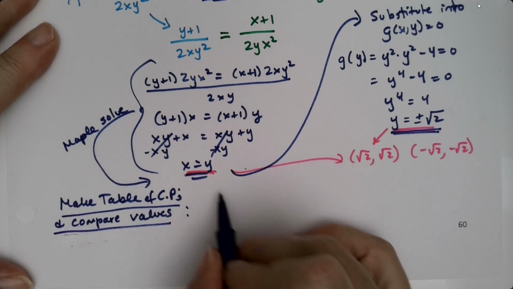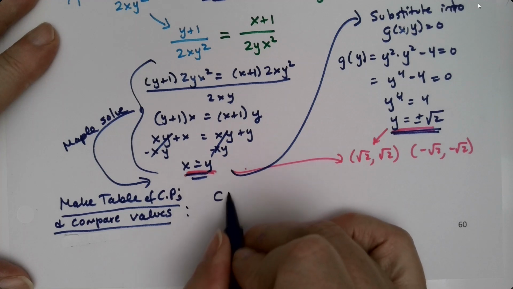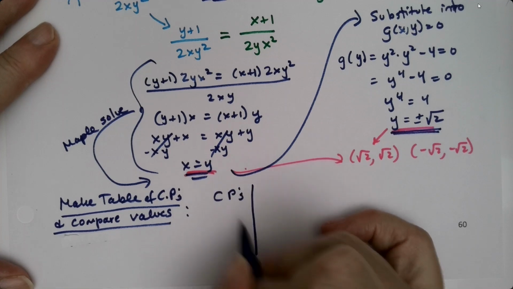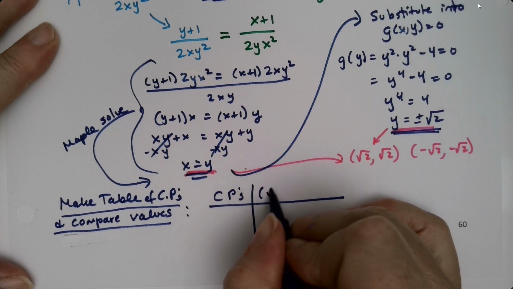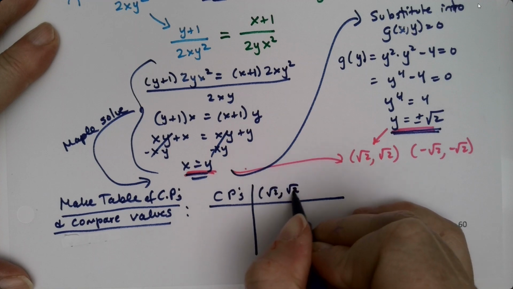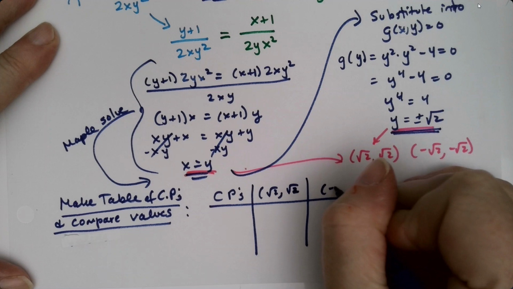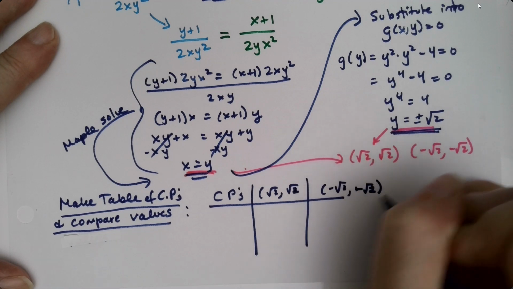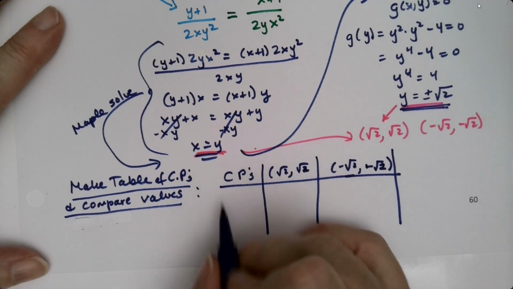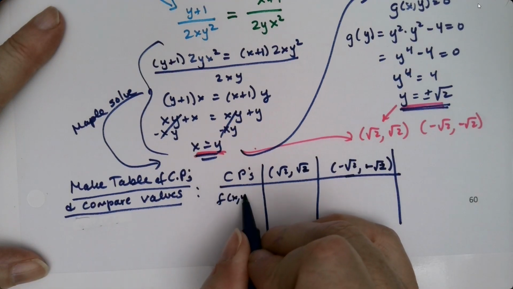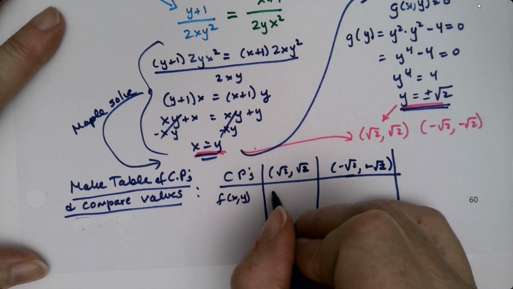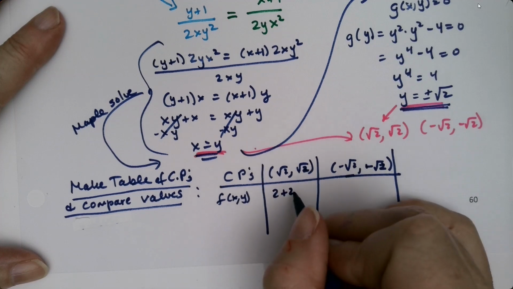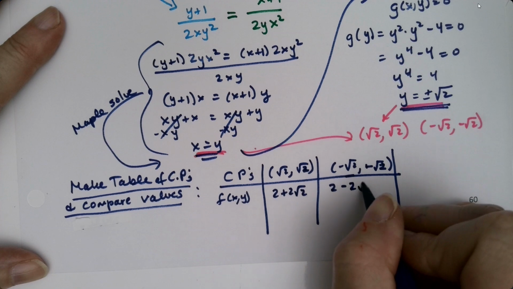All right, so our critical points are square root of 2, square root of 2. This is looking very familiar. And negative square root of 2, negative square root of 2. We already know what this is, of course, because we did it on the previous problem, but that's not the point. So then we find f of x, y, which we already did again. This is 2 plus 2 square root of 2. This is 2 minus 2 square root of 2.